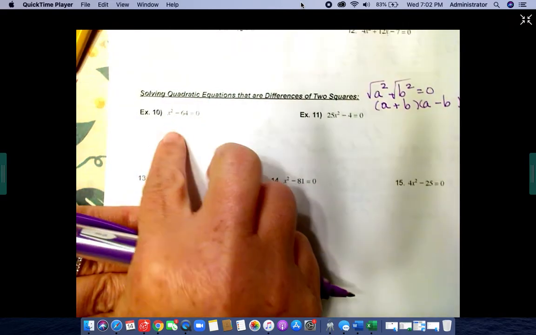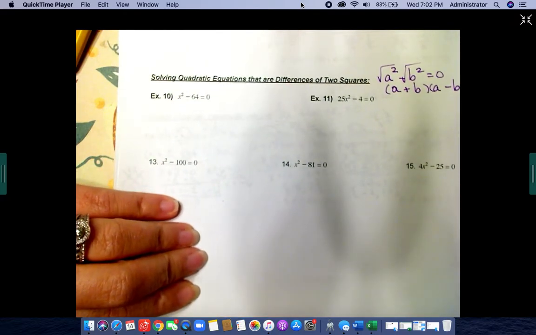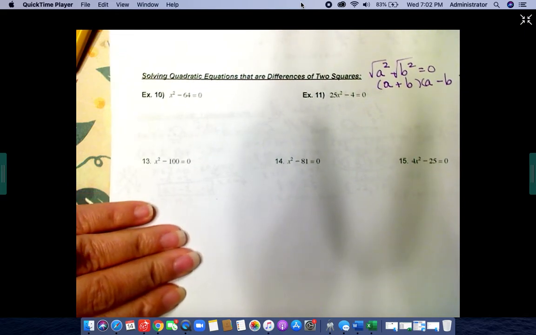So remember, if you still are struggling after examples 10 and 11, you can ask us for help through Zoom, or you can go back and watch my factoring difference of squares YouTube video.